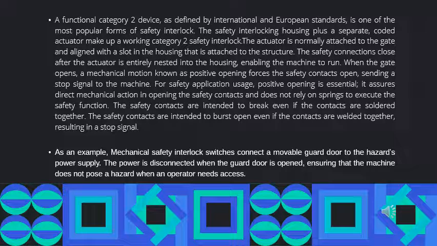As an example, the mechanical safety interlock switches a movable guard door to the hazard power supply. The power is disconnected when the guard door is open, ensuring the machine does not pose a hazard when an operator needs access.